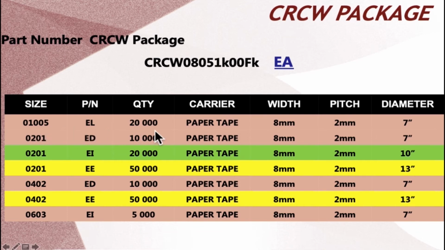0105, part number EL, quantity 20,000, carrier paper tape, width 8 millimeters, pitch 2 millimeters, diameter of the reel 7 inches. Pitch is the distance between the middle of two components next to each other.